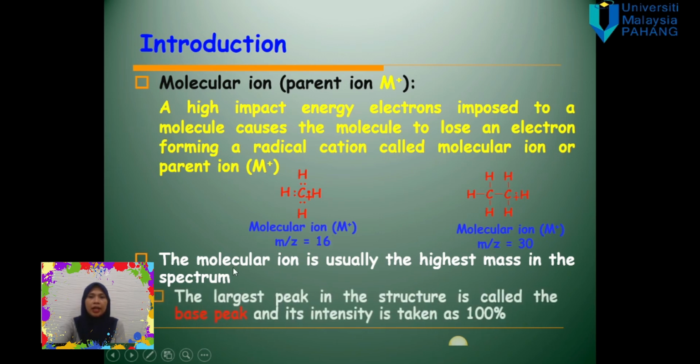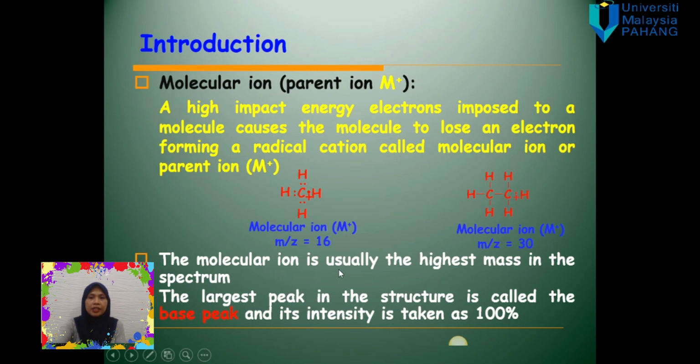The molecular ion peak is defined as the peak with the highest mass in the spectrum. And another stable cation always forms the largest peak, the peak of highest intensity, which is called the base peak.